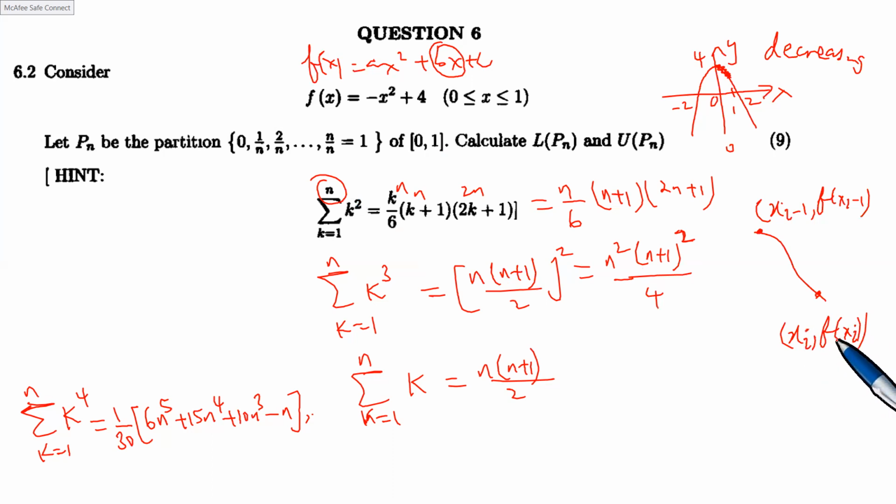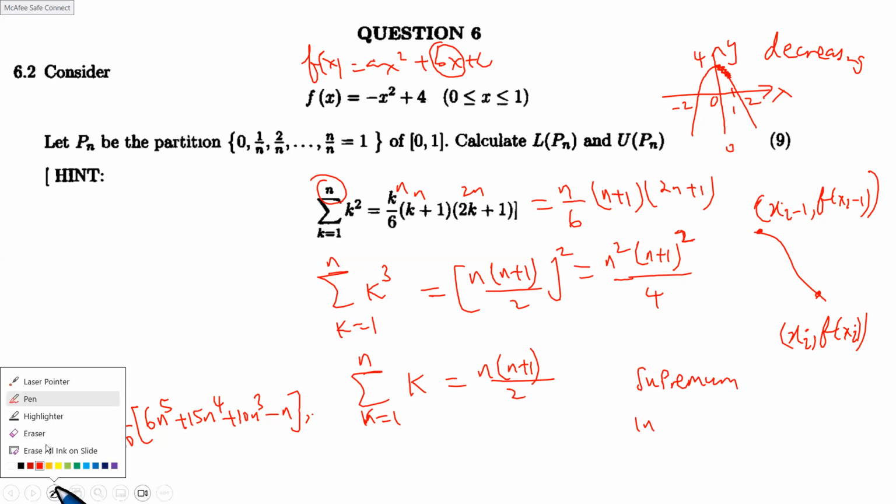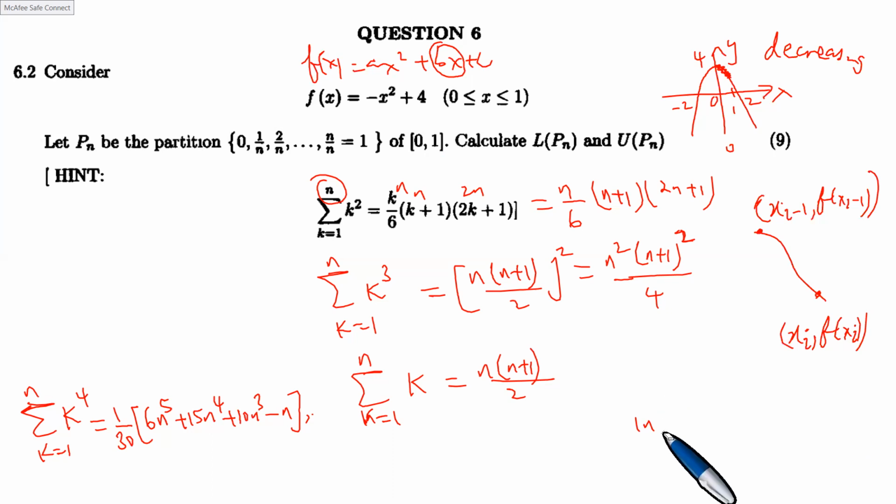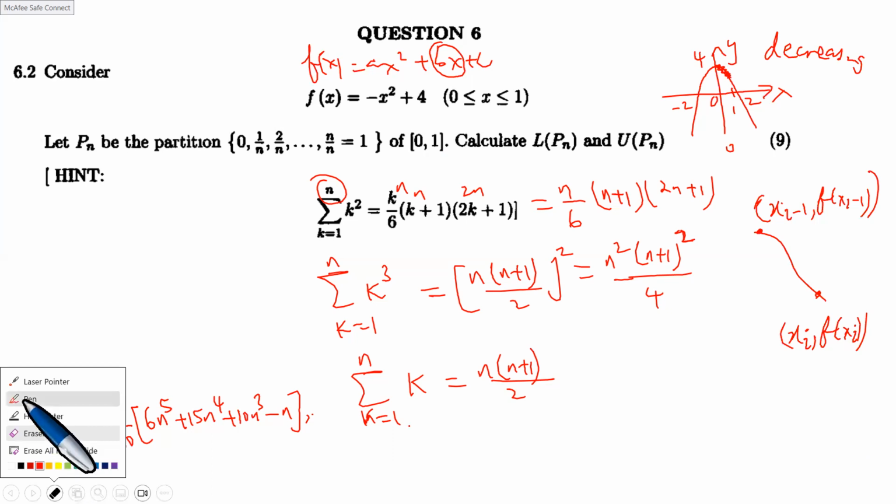Okay, so we have this. Those are the kinds of things you need to know. But now, if the function is decreasing, which one is the infimum, which one is the supremum here? Why am I even mentioning supremum and infimum? Because there's big M and small m, the notation we use. The big M is the supremum and the small m is the infimum.